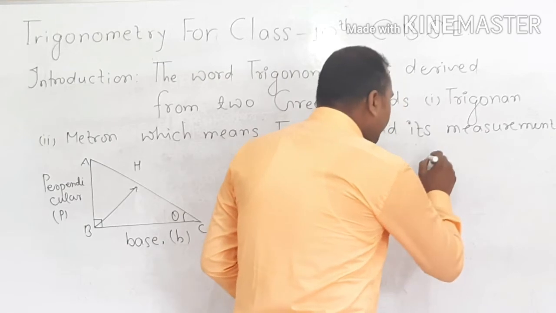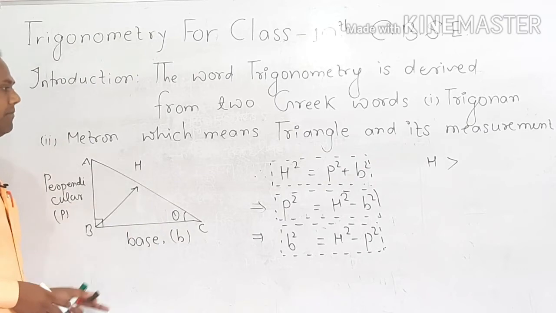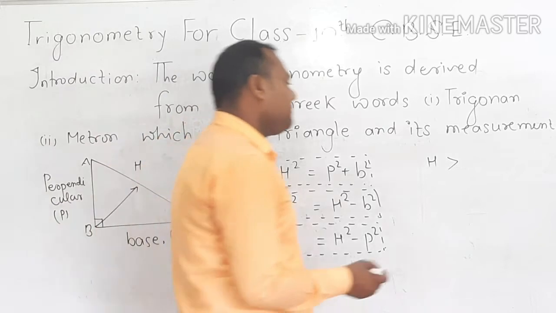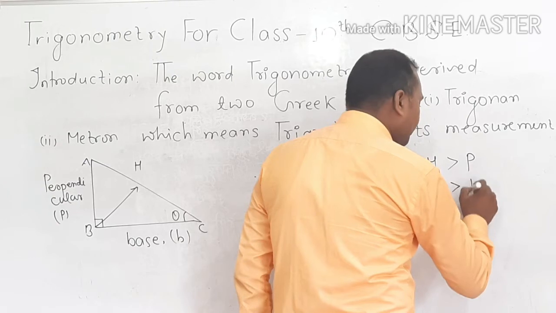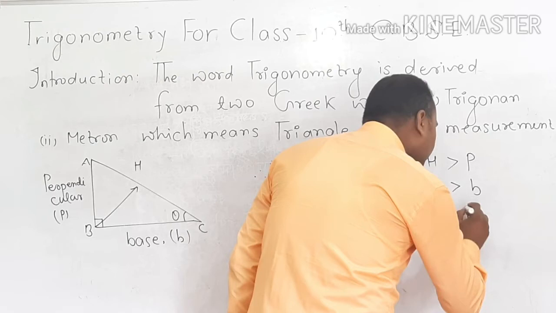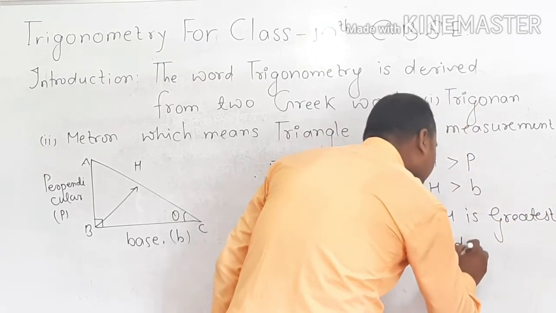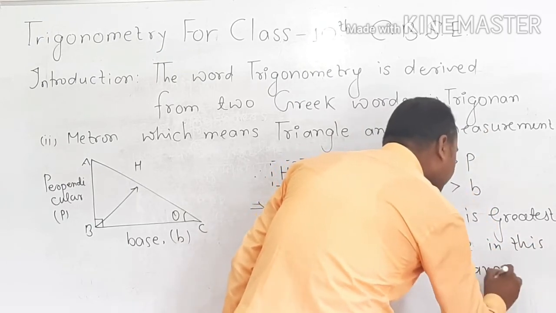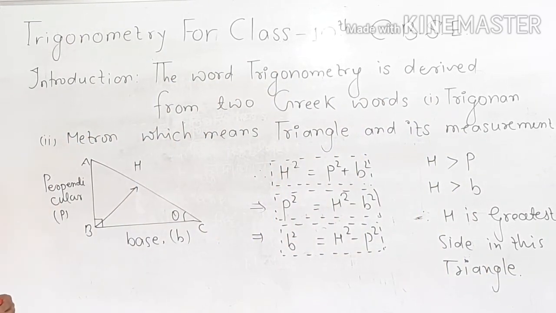But one question always arises in our mind. Why so? First of all, H is the biggest side in this right angle triangle. So H square will be equal to P square plus B square. H is always greater than P, and H is always greater than B. That's why we can say that H is the greatest side in this triangle. Now you can take a screenshot of this content.